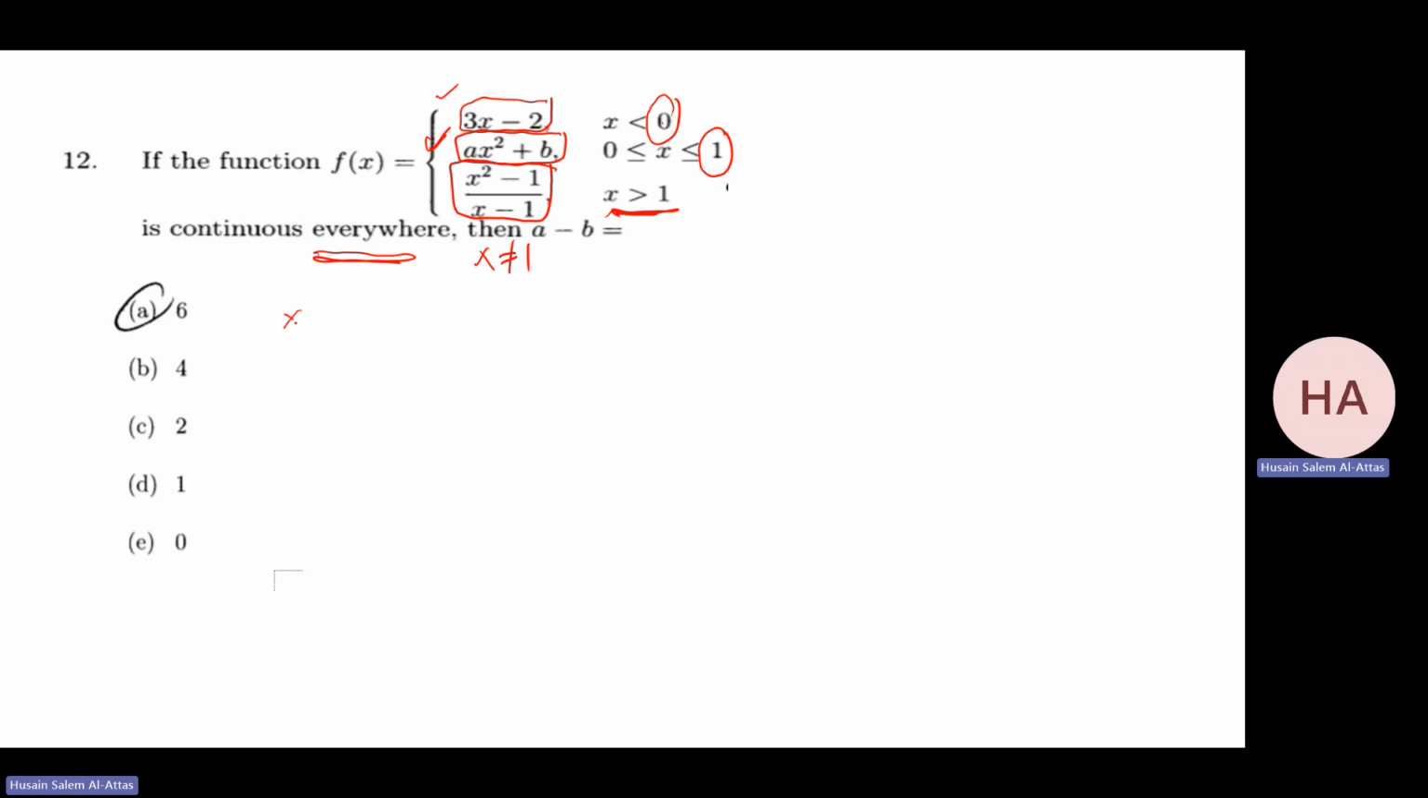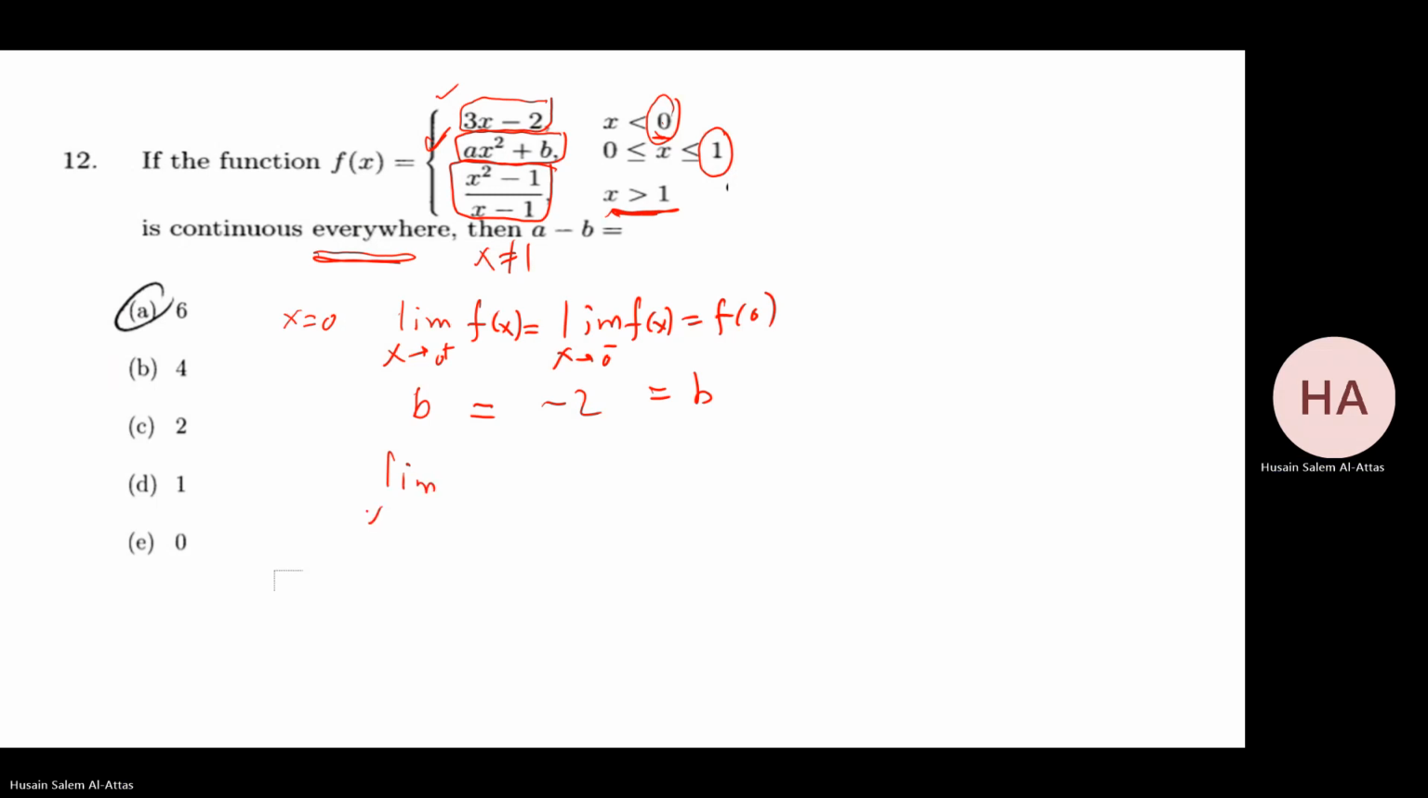So at x equals 0, I need the limit. As x goes to 0 from the right, equal the limit as x goes to 0 from the left, equal f at 0. From the right, I am here, substitute the 0, you get B. From the left, I am here, substitute the 0, you get minus 2. If at 0 you get B, so this will give me nothing, so B equals minus 2.